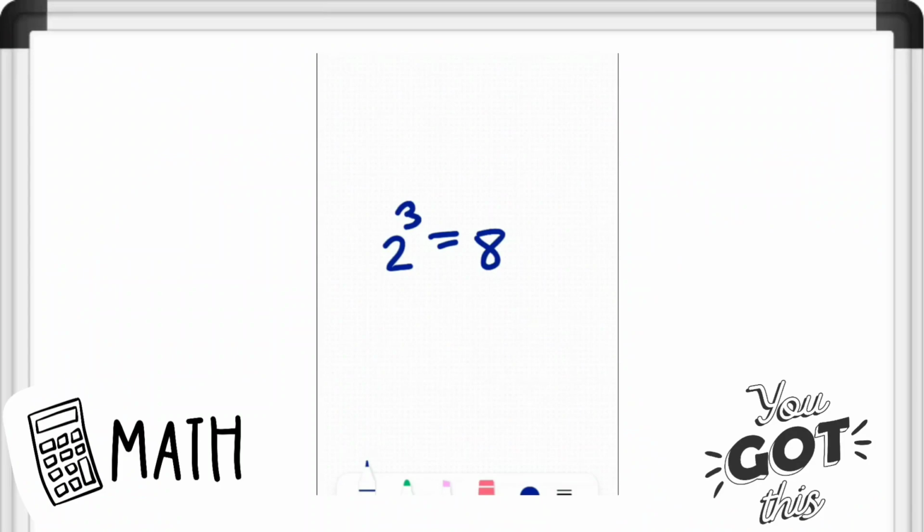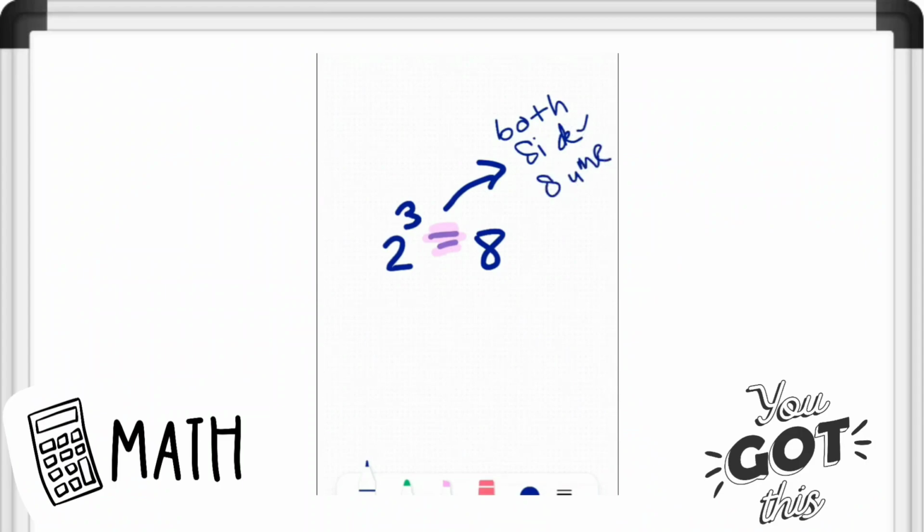Before we jump into this law of exponents, let's analyze the question. Firstly, we see an equal sign. When we see an equal sign, it means both sides have to be the same. So let's write that: both sides have to be the same.